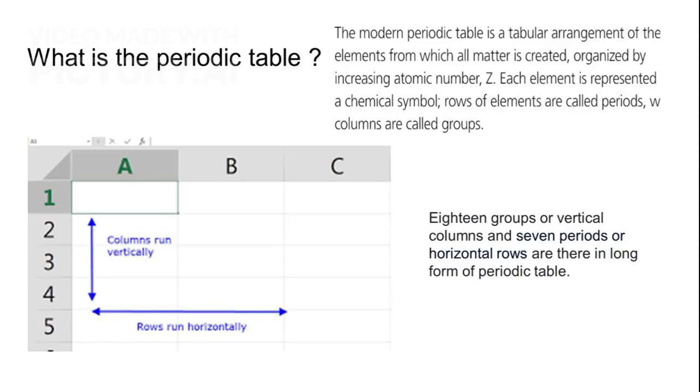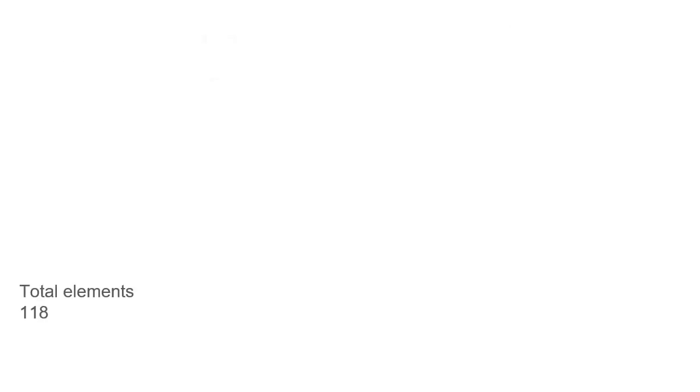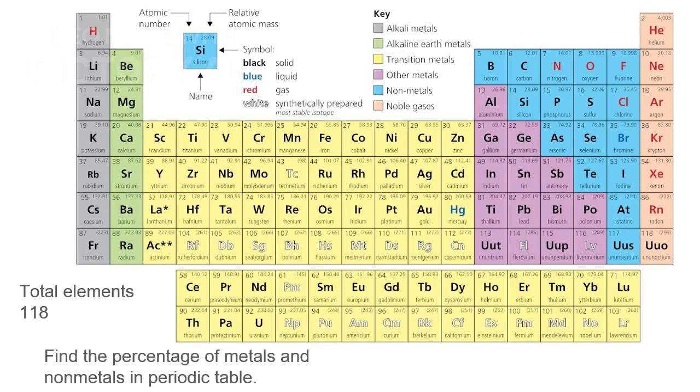The modern periodic table is a tabular arrangement of elements, organized by increasing atomic number. It consists of 18 vertical groups and 7 horizontal periods, providing a comprehensive layout of chemical elements. The periodic table contains 118 elements. By examining the table, we can determine the percentage of metals and nonmetals, offering insights into the composition of the universe.